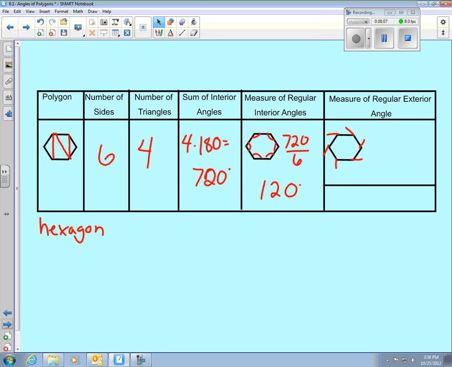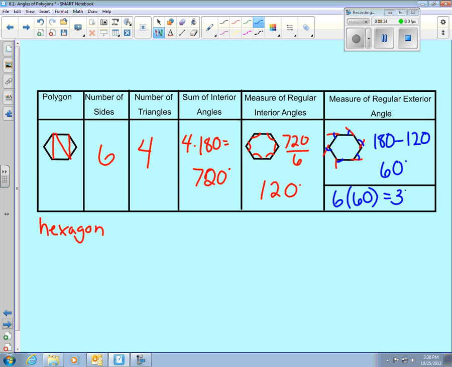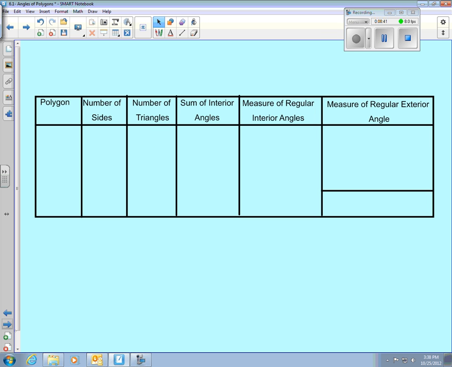We know that each of these exterior angles, which are now marked in blue, if we add them to our interior angles, they have a sum of 180 degrees. We're going to subtract out that 120 degrees, and we're going to find that each of those exterior angles is 60 degrees. There are 6 exterior angles, and they are each worth 60 degrees, so the sum of my exterior angles is 360. All right, so do you see patterns emerging here?